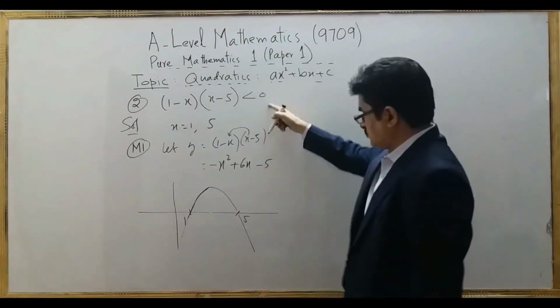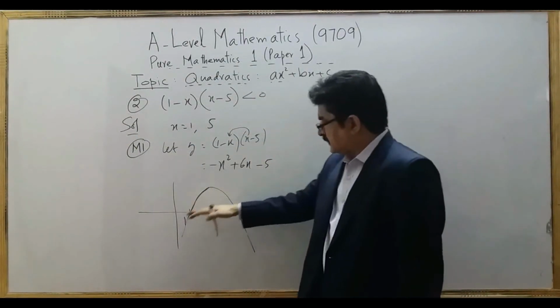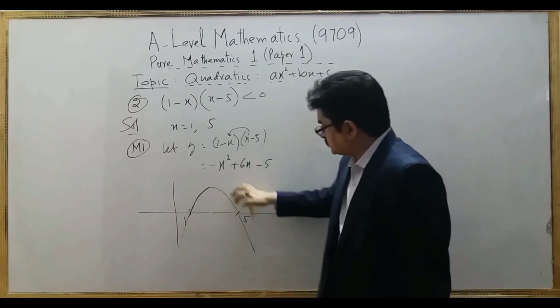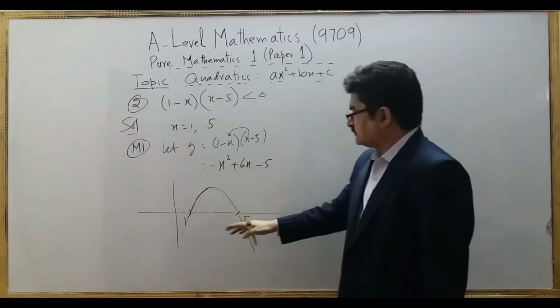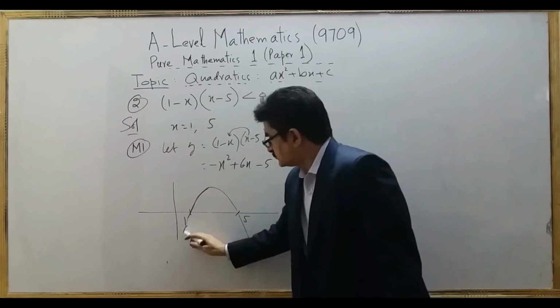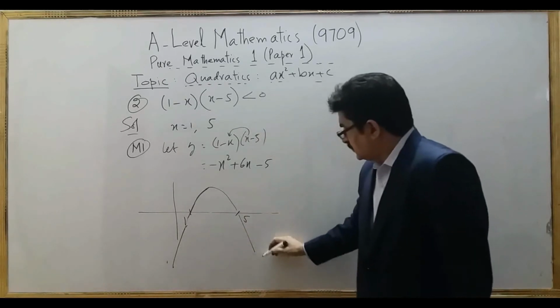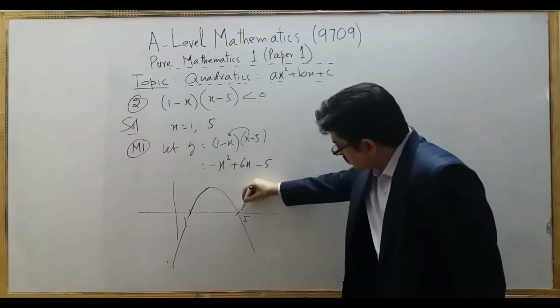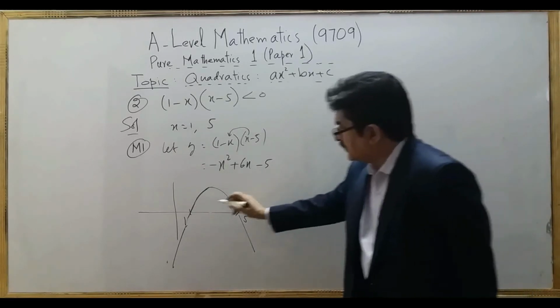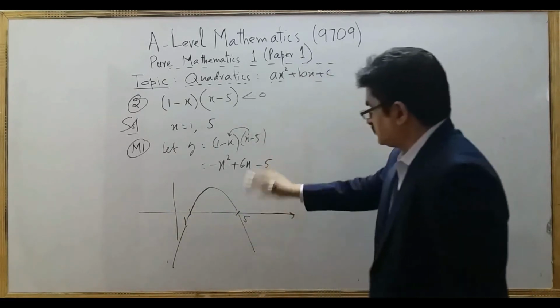Now we need less than 0. This curve is now divided into two parts. One part of the curve is above the x-axis, and the second part is below the x-axis. The curve goes down when x is greater than 5, and also when x is less than 1.